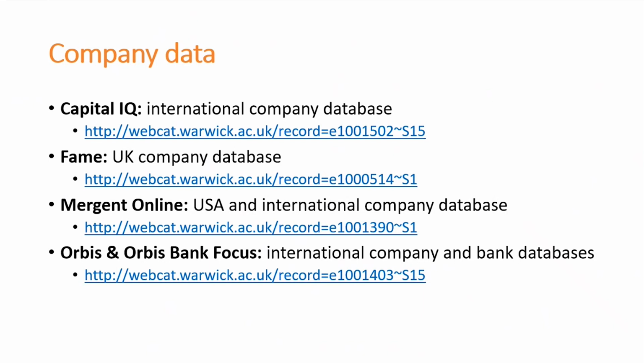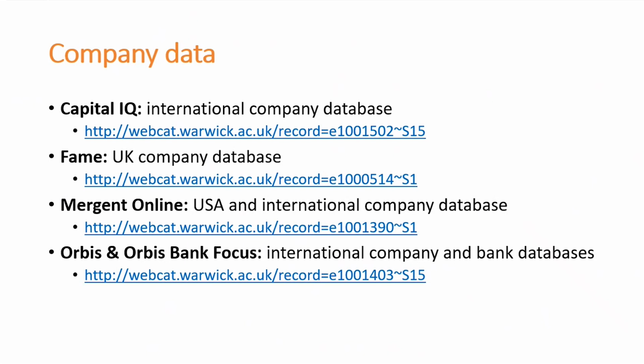There are many company databases on the market. Over the years, database names change and new products replace old ones. At the moment, the library subscribes to the following databases: FAME for UK companies, Orbis for international companies, and Orbis Bank Focus for international banks. We also have access to Mergent Online, which focuses on US companies, but also includes international companies, and Capital IQ for international companies too.